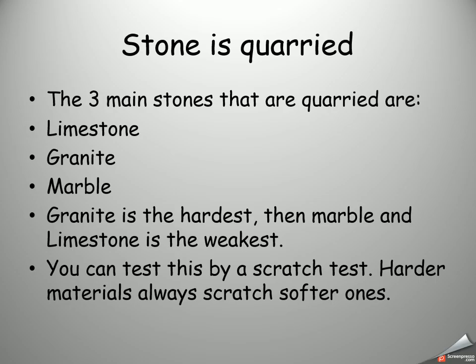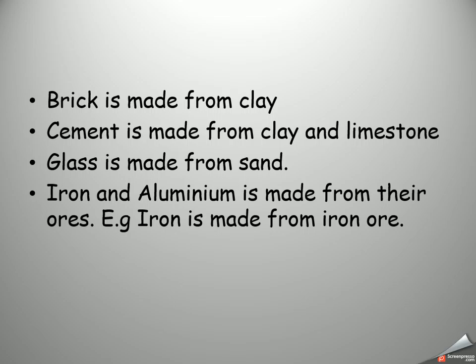Okay, now, you need to know what these building materials are made from. Like I said, brick is made from clay. The clay is put into a hot furnace and it's baked. Cement is made from clay and limestone. So you get a load of clay, a load of limestone, and you can make cement from it. More about that later. And glass is made from sand.